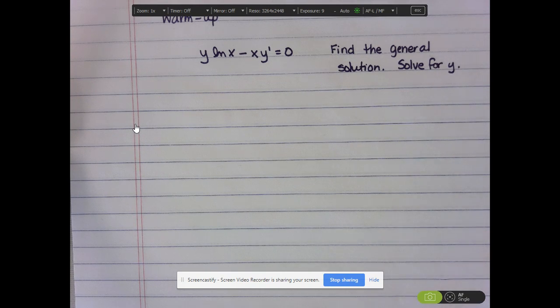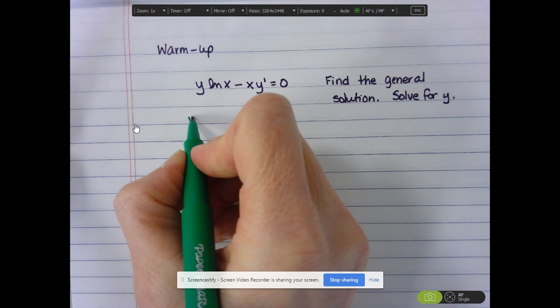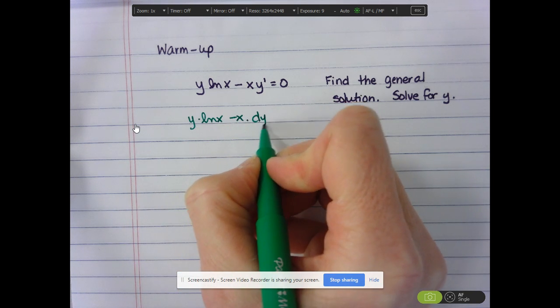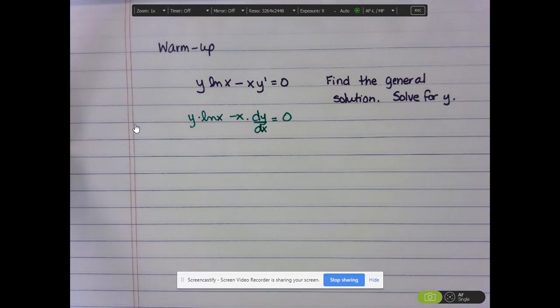All right, ladies and gents, let's get a general solution. Let's solve for y. First thing, you ready? Okay, I'm going to get rid of that y prime and put dy dx in its place, because I want to separate the variables. We want all the dy's on one side, the dx on the other side, and the y's on this side.